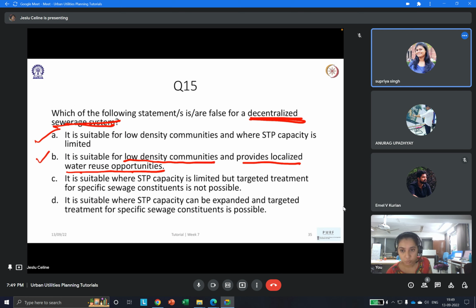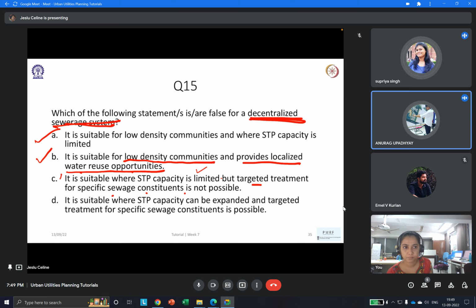Now, is it suitable where STP capacity is limited, but targeted treatment for specific sewage constituents is not possible? Okay, let's break the sentence. Is it suitable where STP capacity is limited? Yes, the first part is right. Second part, targeted treatment for specific sewage constituents is not possible. No, it is possible, I mean.